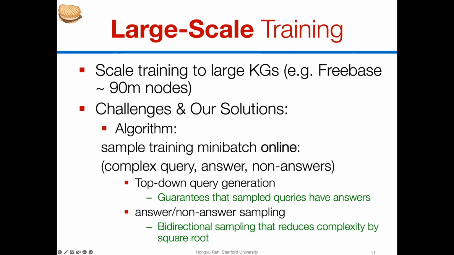So we perform the query sampling or generation in a top-down fashion, in the sense that we first instantiate the root node of the query plan, and we do this type of instantiation in a top-down manner until we instantiate all the leaves of the query plan, so that we can guarantee that the sampled query has answers. And next, we do answer sampling using a novel bidirectional sampling that reduces the complexity by a square root compared with naive exhaustive traversal-based methods. And later in the demo, we will show that it is really efficient.